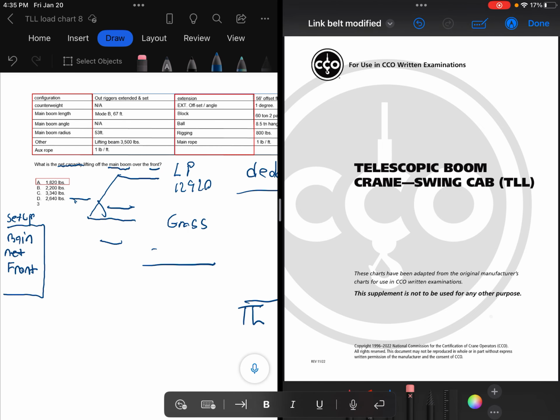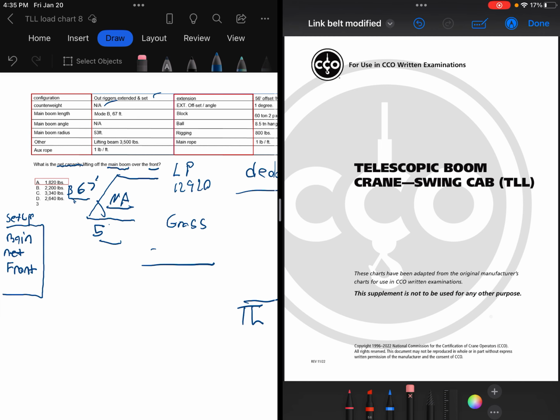Alright, first piece of information being asked. Outrigger set, we don't need to know that. We don't need counterweight because it's always going to be the same. Looking at boom mode B, 67 foot. Boom mode angle, NA, radius, 53 foot.